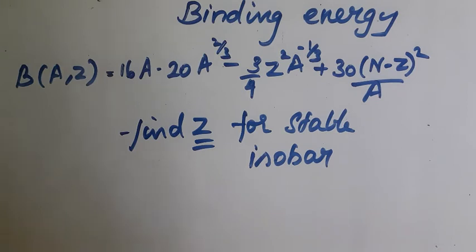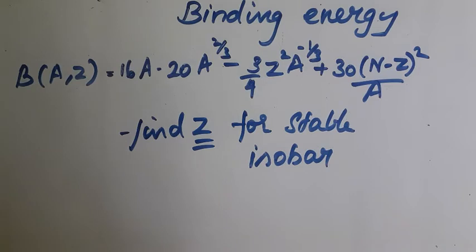So let us see an example. The binding energy of an element is given by 16A minus 28 A to the power 2/3 minus 3/4 Z squared A to the power minus 1/3 plus 30 (N minus Z) whole squared by A. What is asked is the value of Z for the stable isobar.